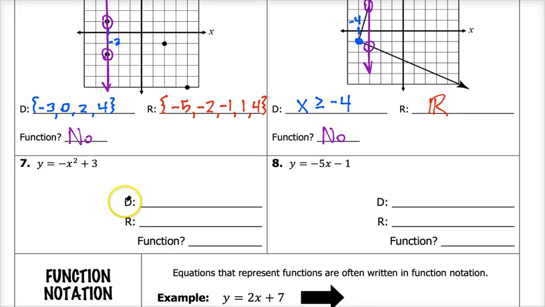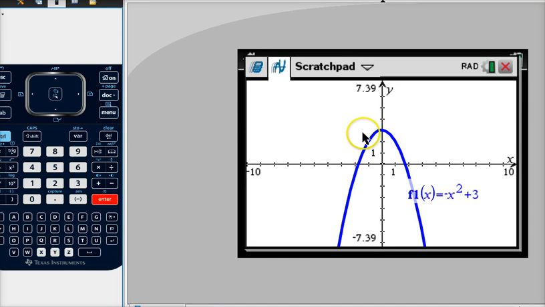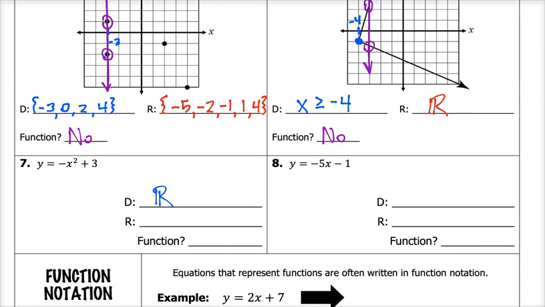The range, however, is restricted. This graph has a maximum y value of positive 3. Okay, here we have a maximum point of (0, 3). So the range of this graph would be all the y values that are less than or equal to positive 3.